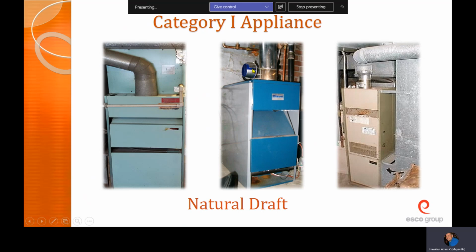You'll notice this one has a damper on it as well. This one doesn't, but these are still out there. You're still going to be working on these probably. So you need to know that at least they exist, but you're wasting a lot of energy there.